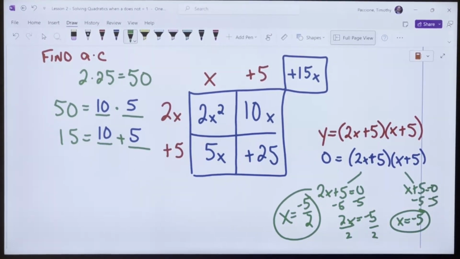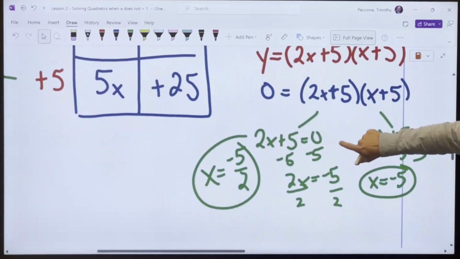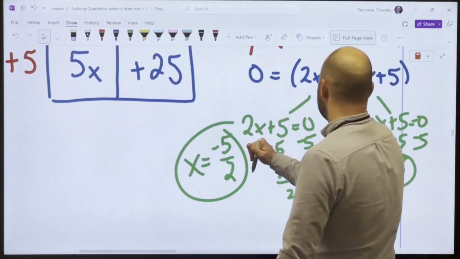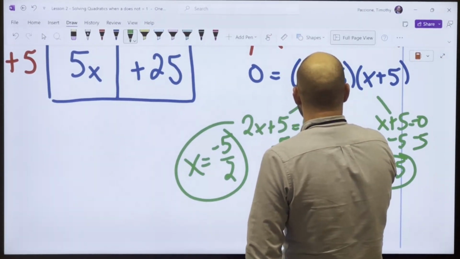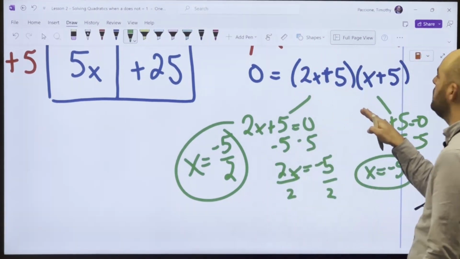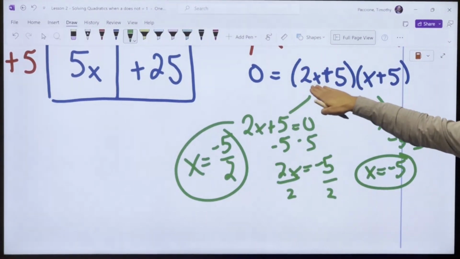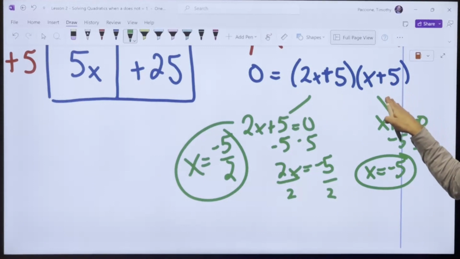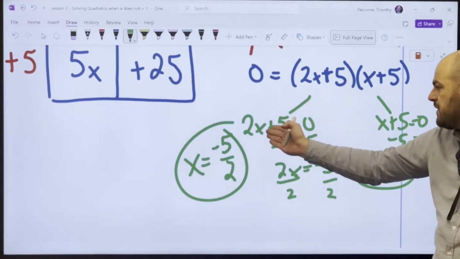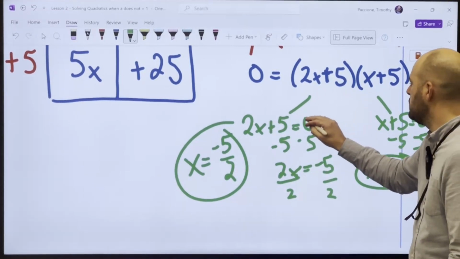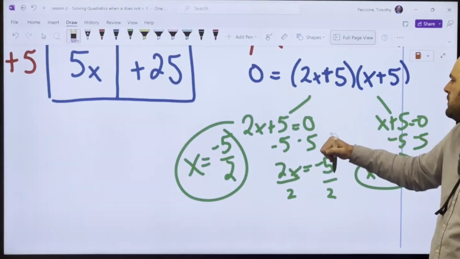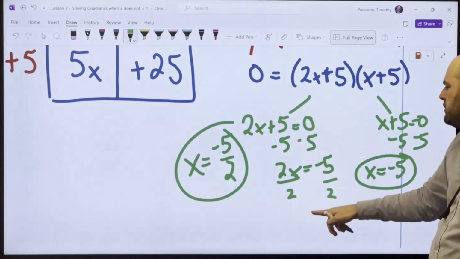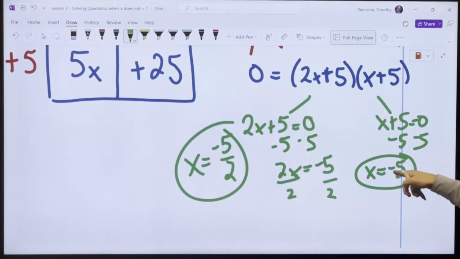How do you do that? Wait, so I'll zoom in here. So remember, this is just like in our warm-up. Once we get to this point, we know that either this is equal to 0, 2x plus 5, or x plus 5 is equal to 0, or both. So we set them both equal to 0, right? And then we solve. So minus 5 on both sides, divide by 2 gives me my answer. Minus 5 on both sides gives me my answer.